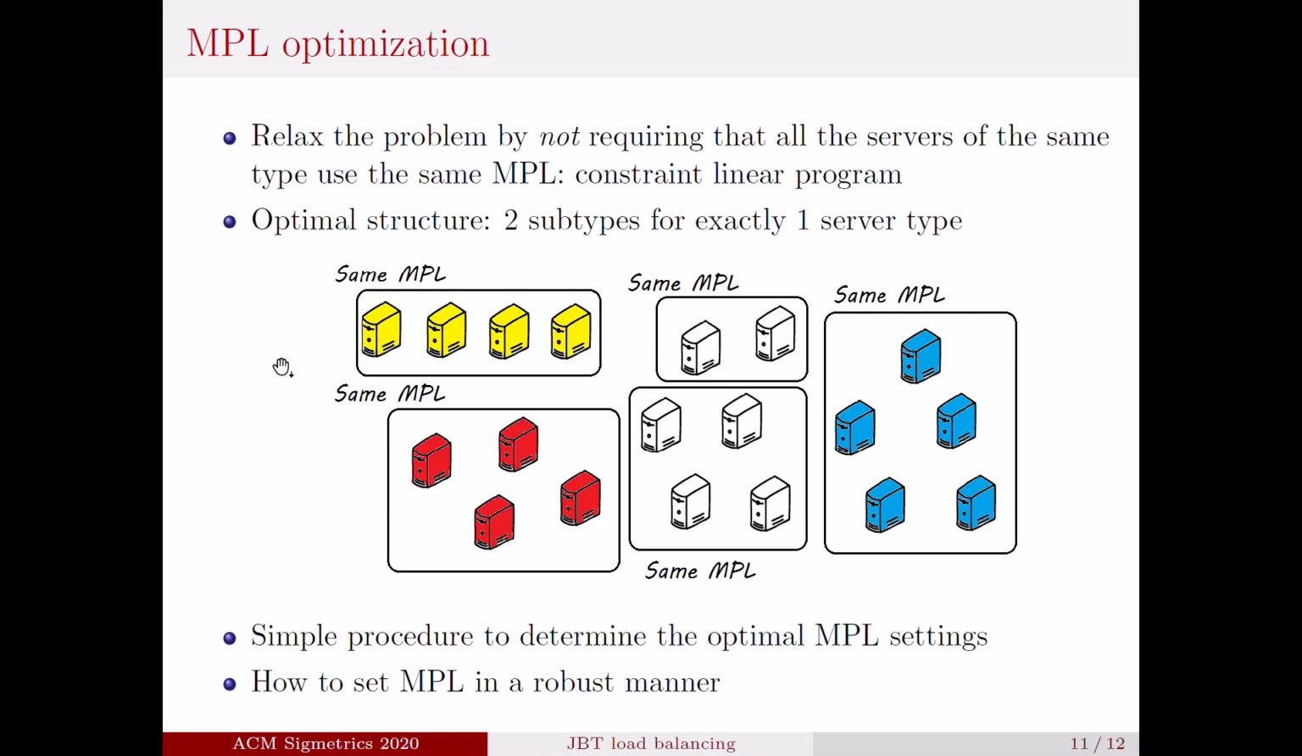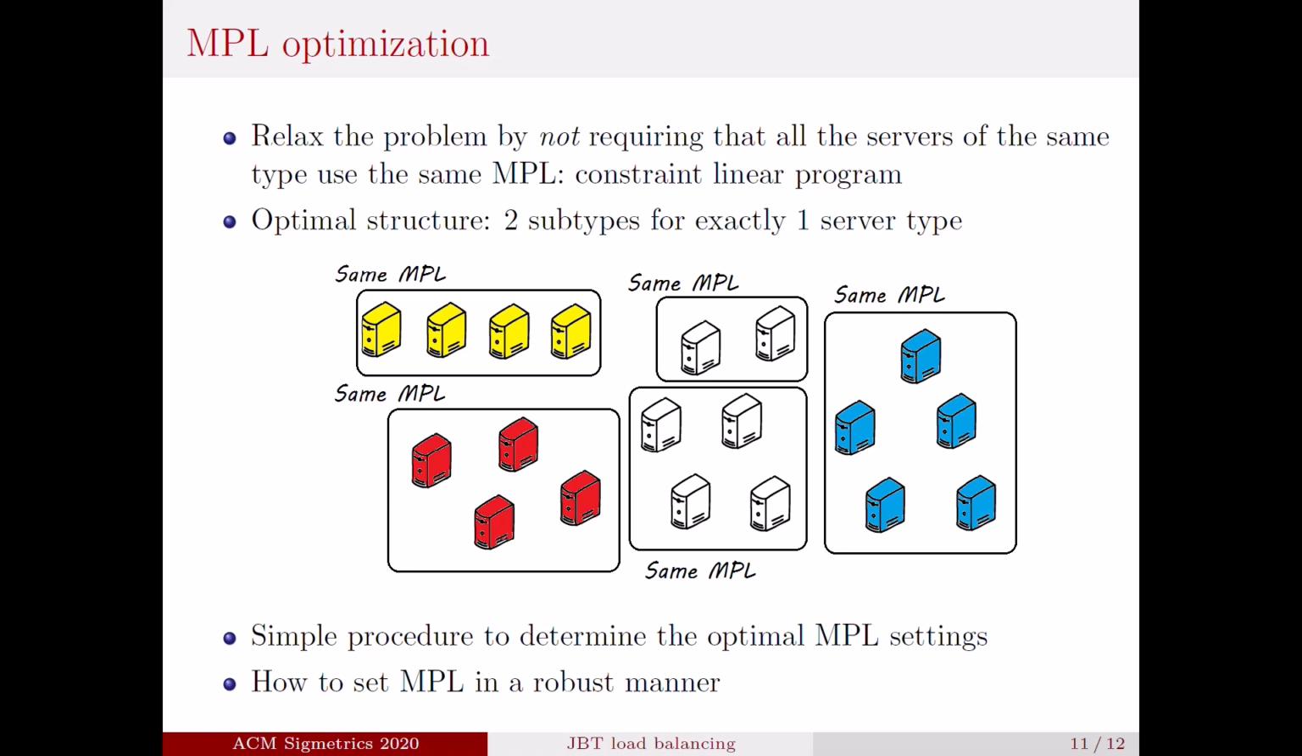Now, of course, when we do this optimization, we are going to get the best possible MPL values for a specific arrival rate. And in practice, the arrival rate may actually fluctuate over time. So really doing the optimal setting for a specific arrival rate might be a bit dangerous in practice. So that's why in the paper we also indicate how we can set those MPL values in a more robust manner, such that if there are fluctuations in the arrival rate, we get guaranteed performance for a certain range of arrival rates, which should make the result also more appealing for practical purposes.